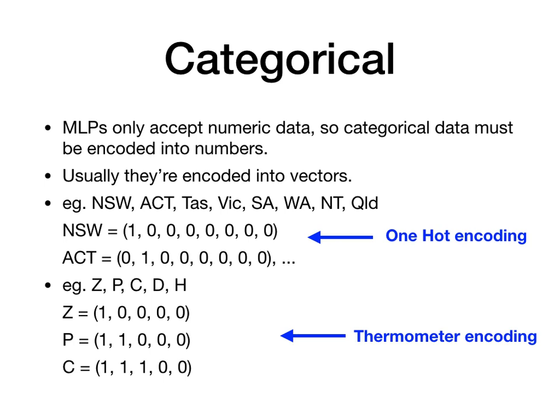Sometimes it does though. So the other example here, we have Z, P, C, D, and H. So fail, pass, credit, distinction, high distinction. There is an ordering there. It's an ordinal attribute. So it makes sense we can still use the one-hot encoding or a variation of it called thermometer encoding. So you can see that the Z has the Z flag set to 1 and the rest to 0. The pass has the Z flag and the pass flag set and then the rest to 0. Credit has the Z, the pass, the credit set to 1 and then the rest set to 0. So thermometer encoding works quite well as well.